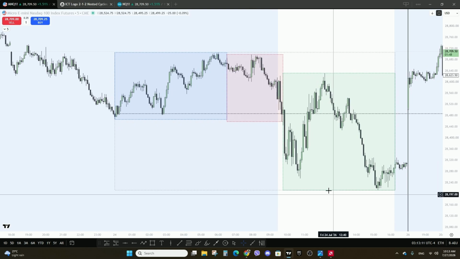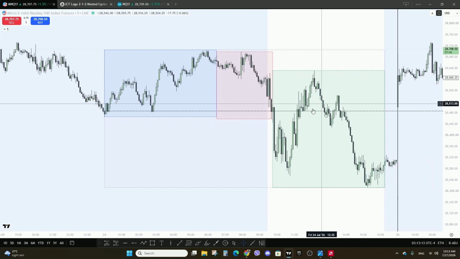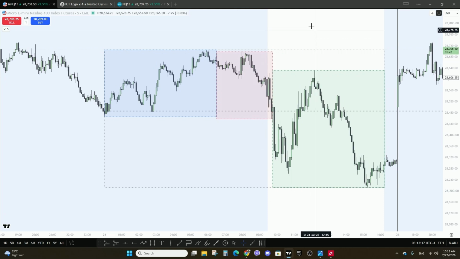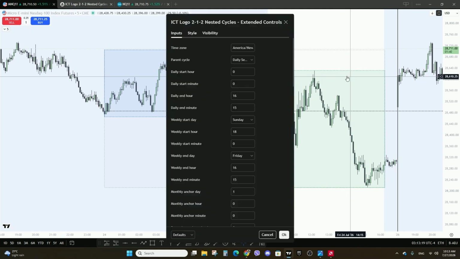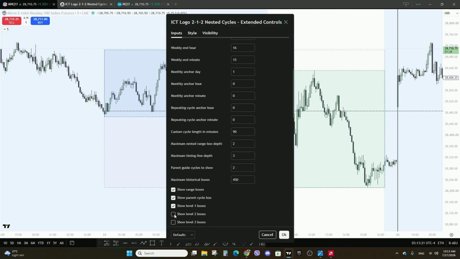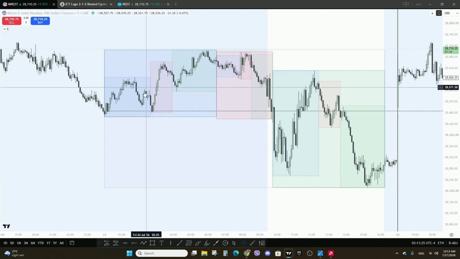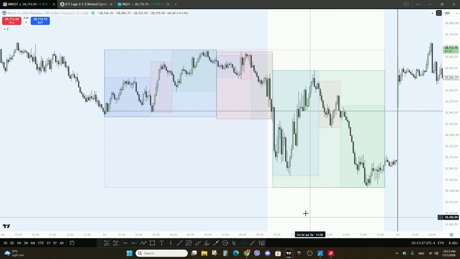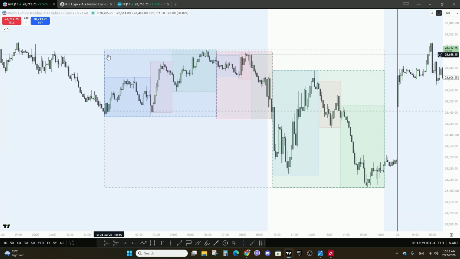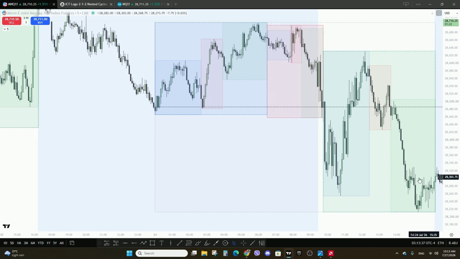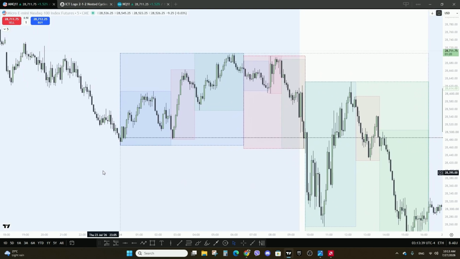And so the best thing about this is that it's fractal. And another thing that I want to show you now is I also have in this indicator level 2 cycles, as I call them. So these big boxes, they are the parent cycles, but within them you have smaller cycles or microcycles or level 2 cycles, whatever you want to call them.